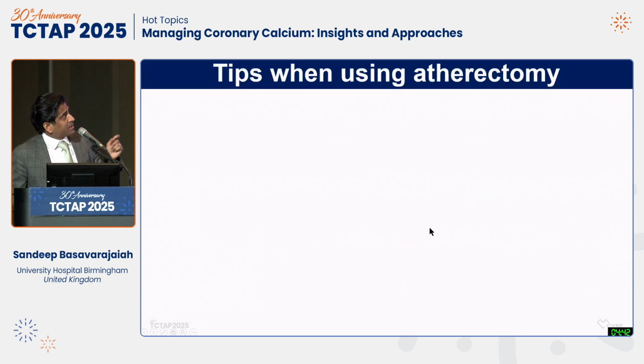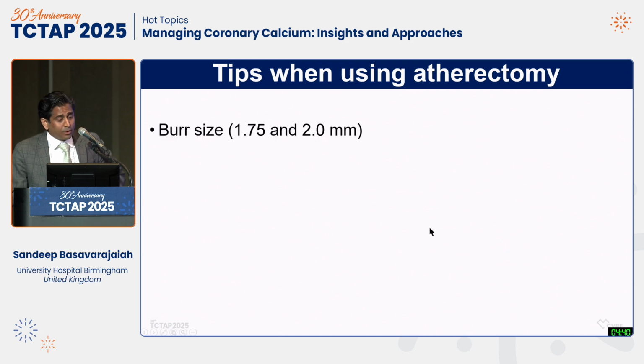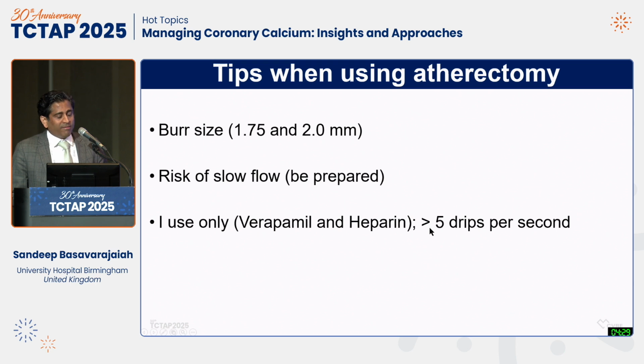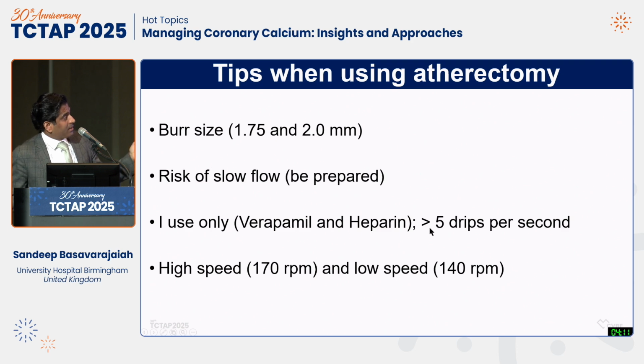However, there are some tips and tricks I would say for atherectomy when using it for calcified nodule. You have to take at least a 1.75, maybe even a 2 millimeter burr. And of course, when you take such a big burr, there's a risk of slow flow, so be prepared. I use only verapamil and heparin. I don't use nitrates in my rotor drip. But I also have more than 5 drips per second, so I want the solution to be flowing at high speed so it can diffuse all these particles we create. And of course, I start with the high speed, and then I drop it to 140, and you need to spend a lot of time in these nodules, maybe short runs, but you need to do more runs here.